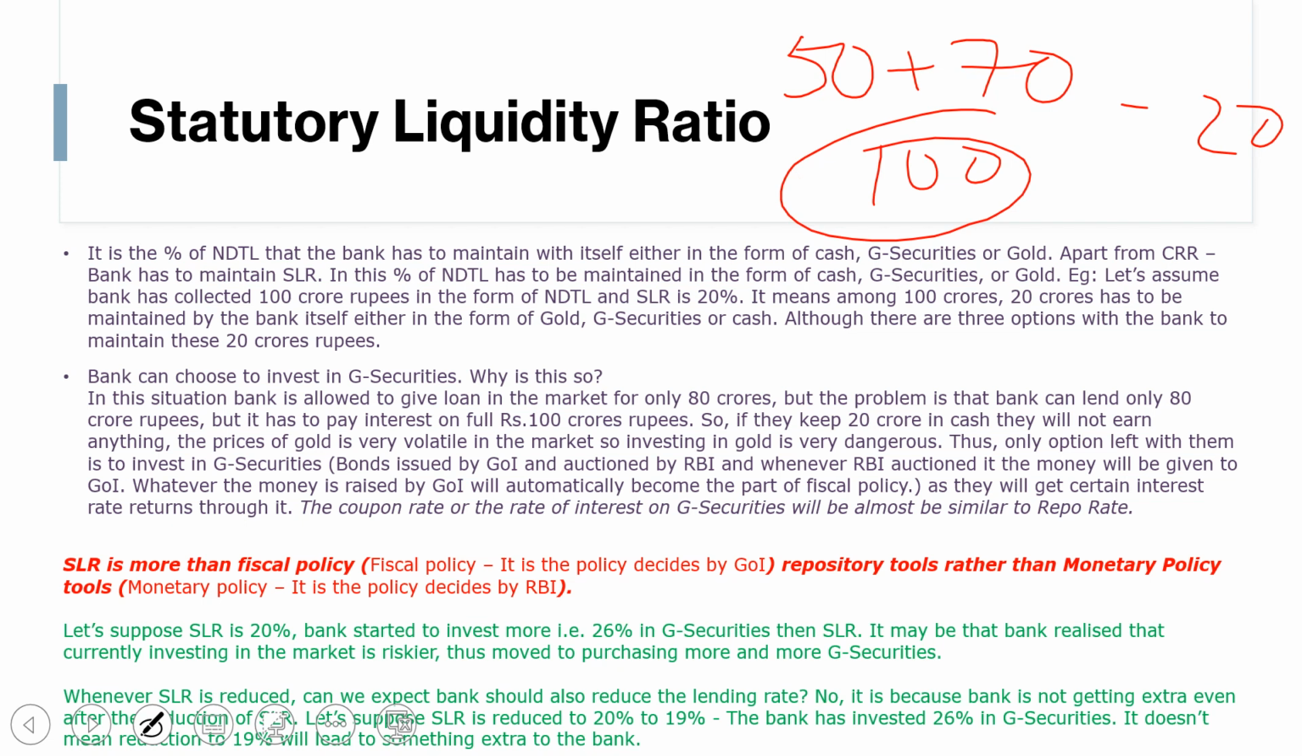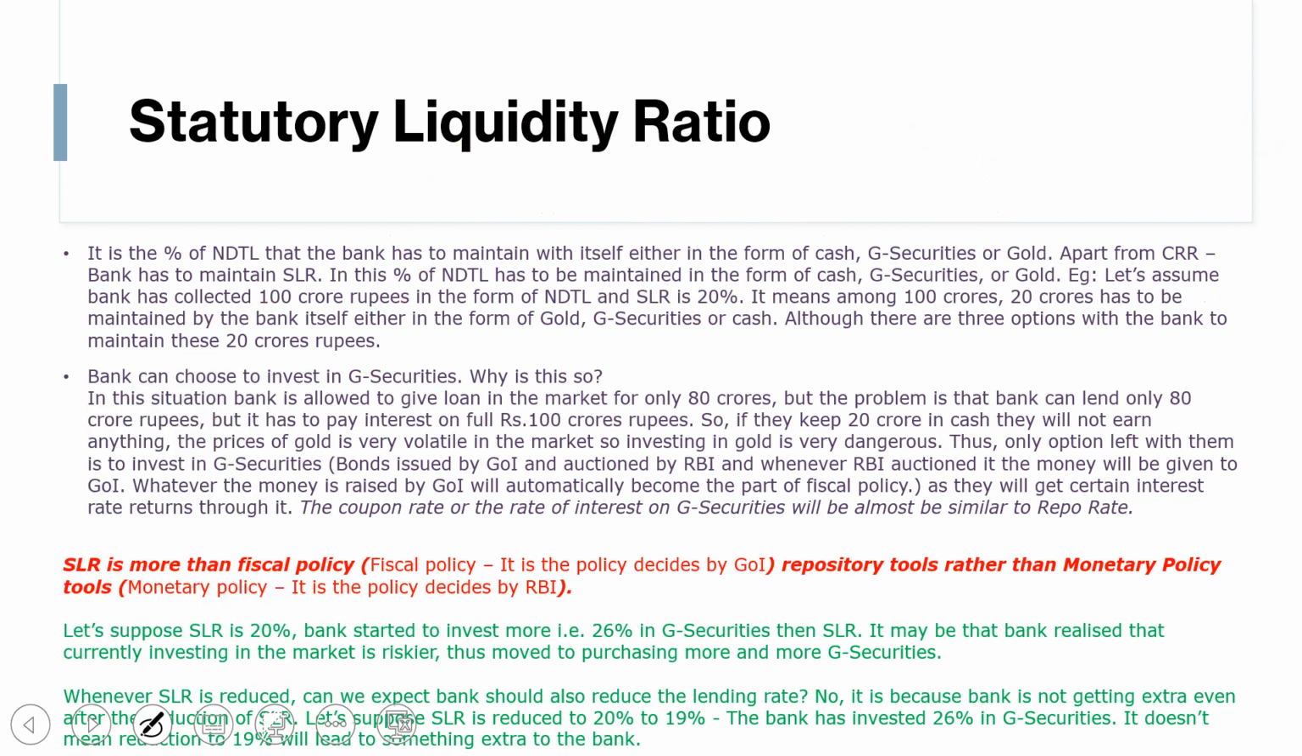That will be NDTL. In that, the government will say that you have to maintain 20%. Then rupees 20 should be there in your account every time. A similar kind of example is given here. Let us assume the bank has collected rupees 100 crore in the form of NDTL and SLR is 20%. It means among 100 crores, 20 crores has to be maintained by the bank itself, either in the form of gold, G securities or cash. So there are three options with the bank to maintain these 20 crores.